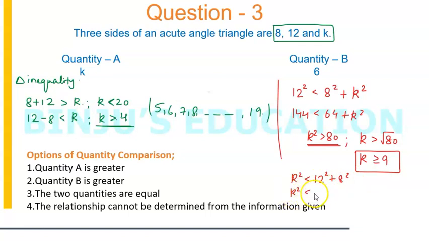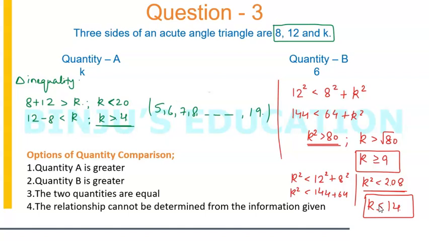So k square is less than 144 plus 64, or we will have k square is less than 208. Now again we know that 15 square is 225 and 14 square is 196, which means the value of k has to be less than or equal to 14. I'm just considering the integer part, okay? Otherwise it will come in decimal, that's for sure. We're just considering the integer parts. We'll get the answer from the integer parts also, don't worry.